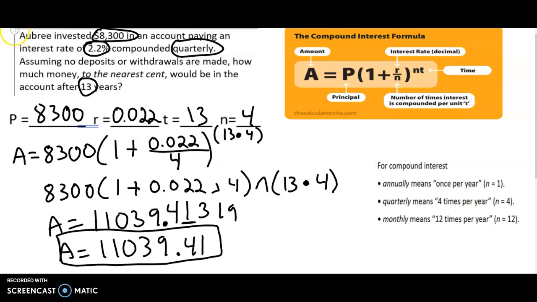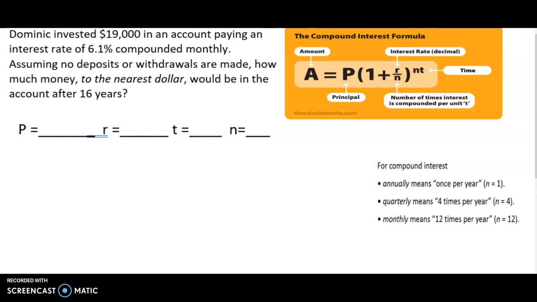All right, let's take a look at another example. Dominique invested $19,000 in an account paying an interest rate of 6.1% compounded monthly. Assuming no deposits or withdrawals are made, how much money to the nearest dollar will be in the account after 16 years? So we're going to plug in P for principal. That's the 19,000. The interest rate, 6.1%. We're going to move the decimal 2 places to the left. So we got 0.061.